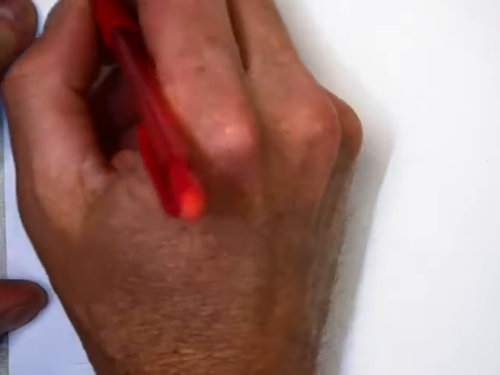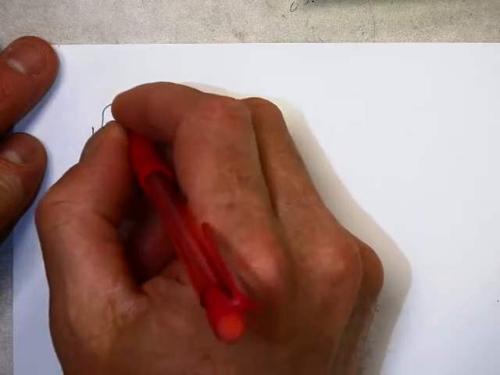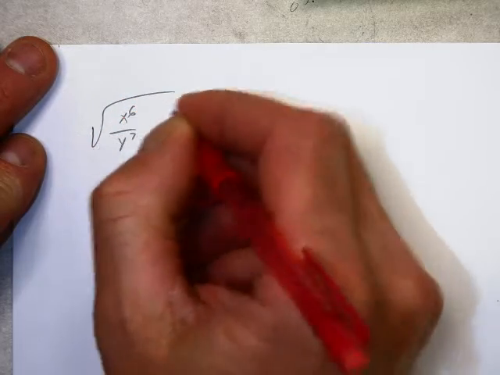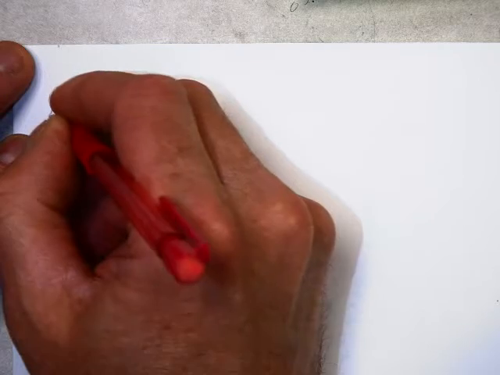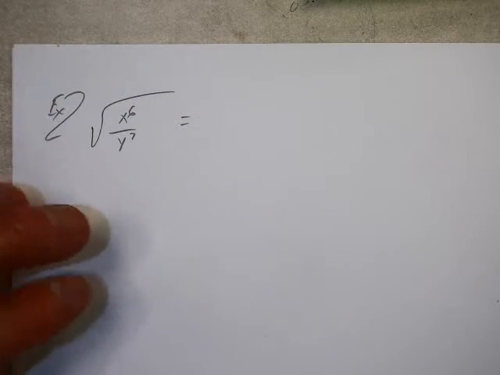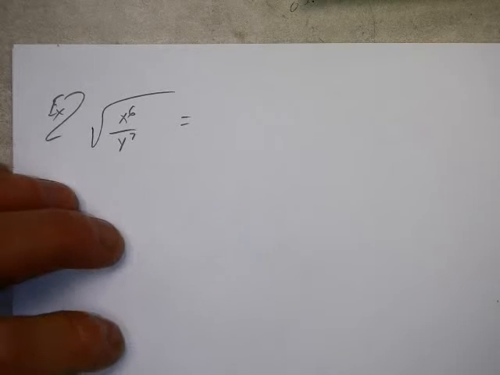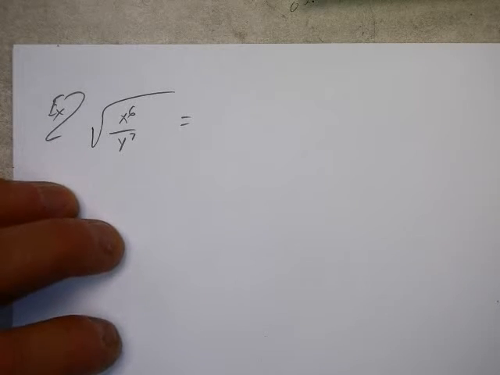Okay? What if I had something like this? The square root, I know you can't see this, I'll get there. The square root of x to the 6th over y to the 7th. Okay? Simplifying radicals. Well, there's two ways we could do this. And I'll do it both ways.